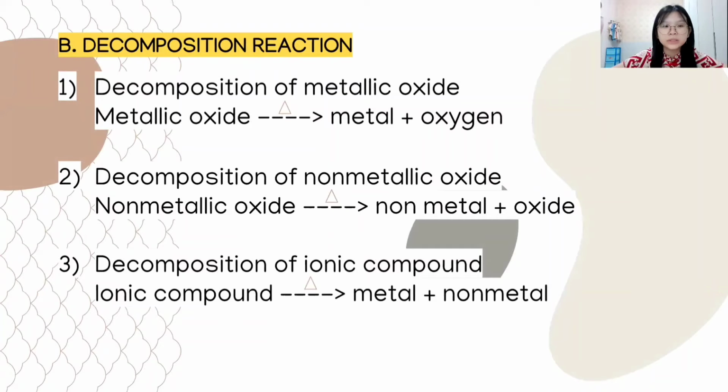B, we have the decomposition reactions. The first one, the decomposition of metallic oxide, with the general equation: metallic oxide when heated yields metals and oxygen. The second is the decomposition of non-metallic oxide. Non-metallic oxide when heated yields non-metal and oxygen. The third, the decomposition of ionic compound, with the general equation: ionic compound when heated yields metal and non-metal.